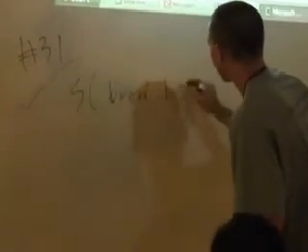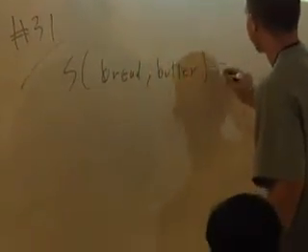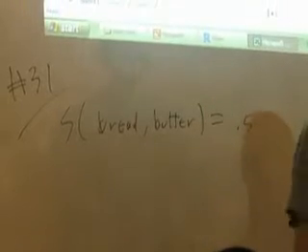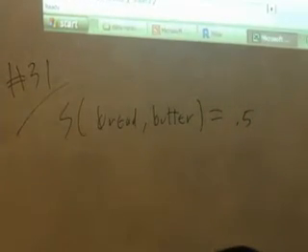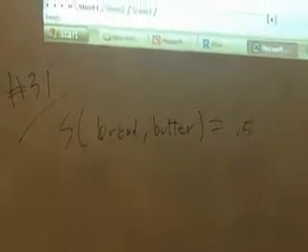So the support for the item set, not the association rule, but just the item set, bread and butter, is 0.5. And of course, butter, bread, same item set. So there is one that's a candidate. Okay, so I did beer, I did bread, I could do butter, which is in column D.